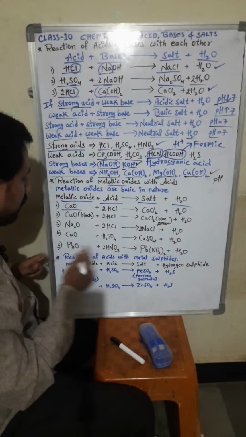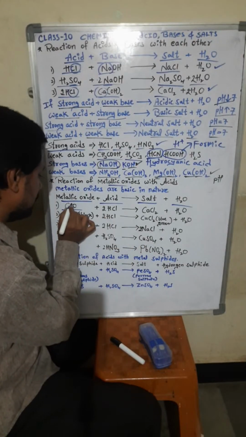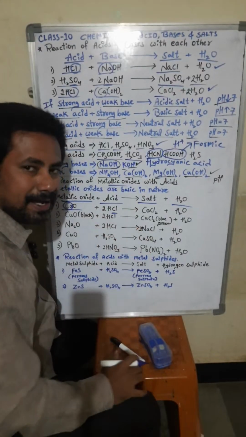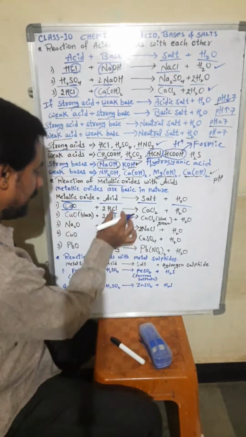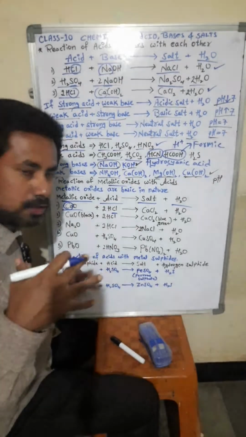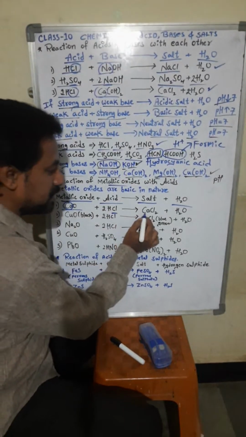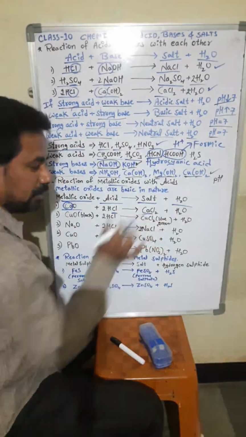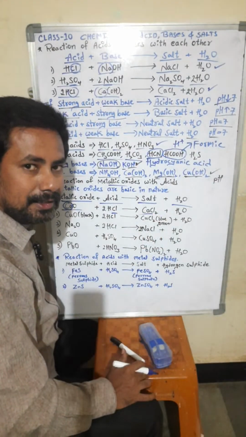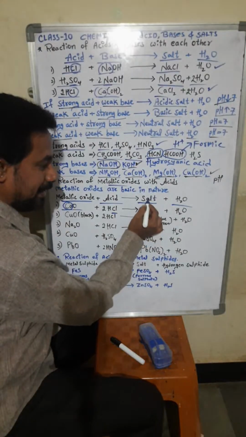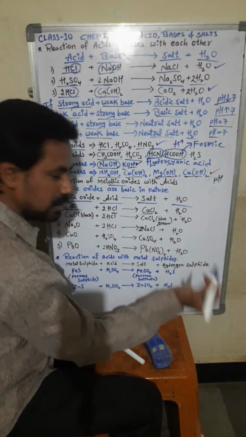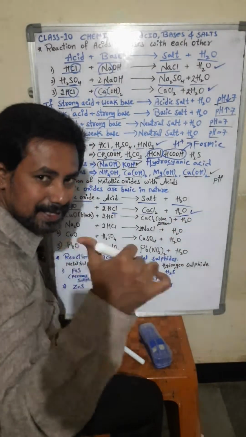So which salt will form? Just see here. This Ca will combine with this Cl. Chlorine and calcium both are combining, students. So what will form? CaCl2 will form. What is CaCl2? Calcium chloride. What is calcium chloride? It is a salt. And what is forming? Water. Water is forming. Okay, fine, clear, easy.